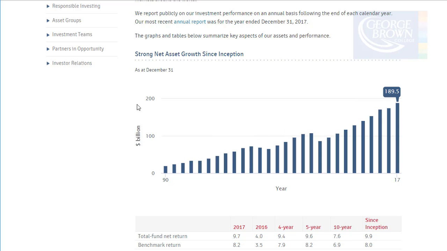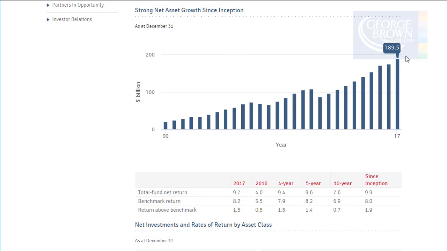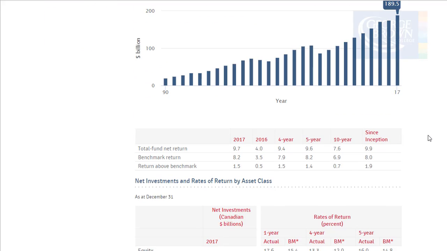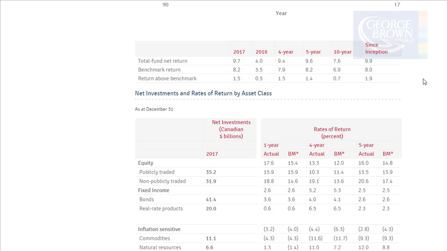And then if I click here, investment performance, just to give you some idea of the size, you can see strong net asset growth since inception. At the end of 2017, they have $189.5 billion in net assets, okay? So that's in Canadian dollars. And then if we scroll down, we can see there's some return information. Total fund net return, 10-year, 7.6%. Since inception, 9.9%. They have a benchmark that they're comparing the return against, 6.9% over 10 years. So again, this gets into the point of expectations. This gives you some reality for a huge pension plan that's got professional managers. What has their 10-year return been?